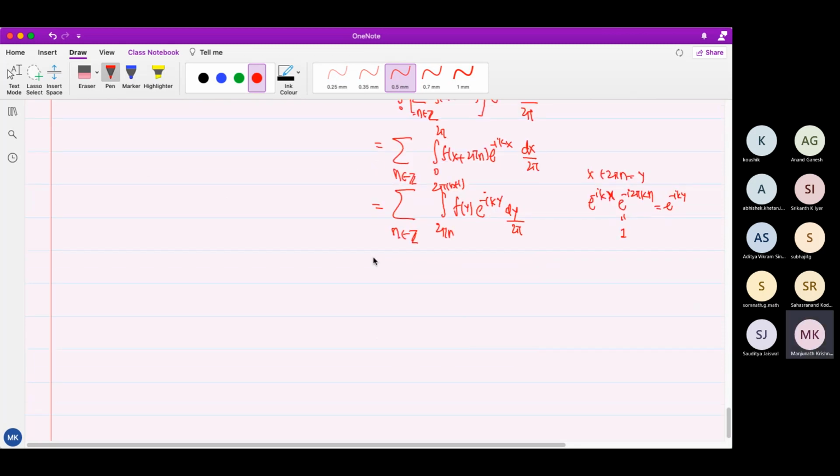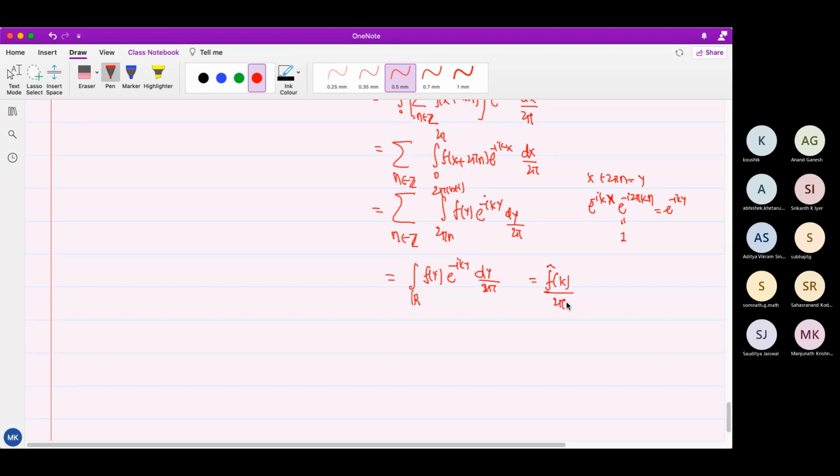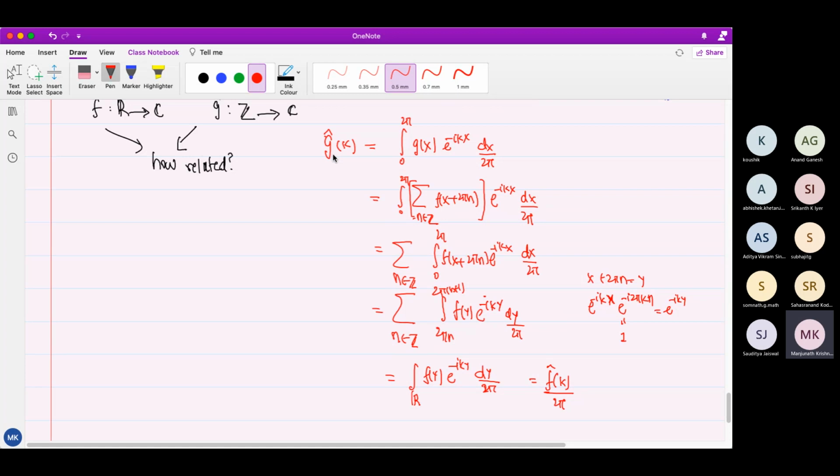Which, if you just write it back again, is just the integral over the real line of f of y e to the minus i k y dy over 2 pi, which means it is the Fourier transform of f on the real line evaluated at the integer k divided by 2 pi. So the Fourier coefficients of g, which are defined only for k integers, are essentially, up to a constant, the same as the Fourier coefficients of f. F hat is defined for all real numbers, but only the integers come out.